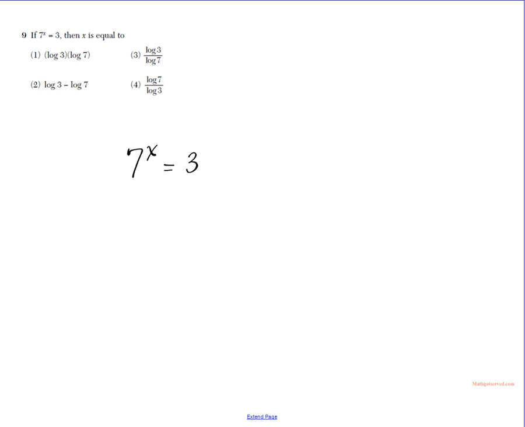Now remember, the opposite of exponent is logarithm, right? So if I want to cancel this exponent right here, I'm going to take the logarithm of both sides. So I'm going to take log base what? Since you have 7 here and I want that canceled out, I'm going to pick log base 7 of both sides. Okay, log base 7 of 7 to the x equals, on the right side, log base 7 of 3.